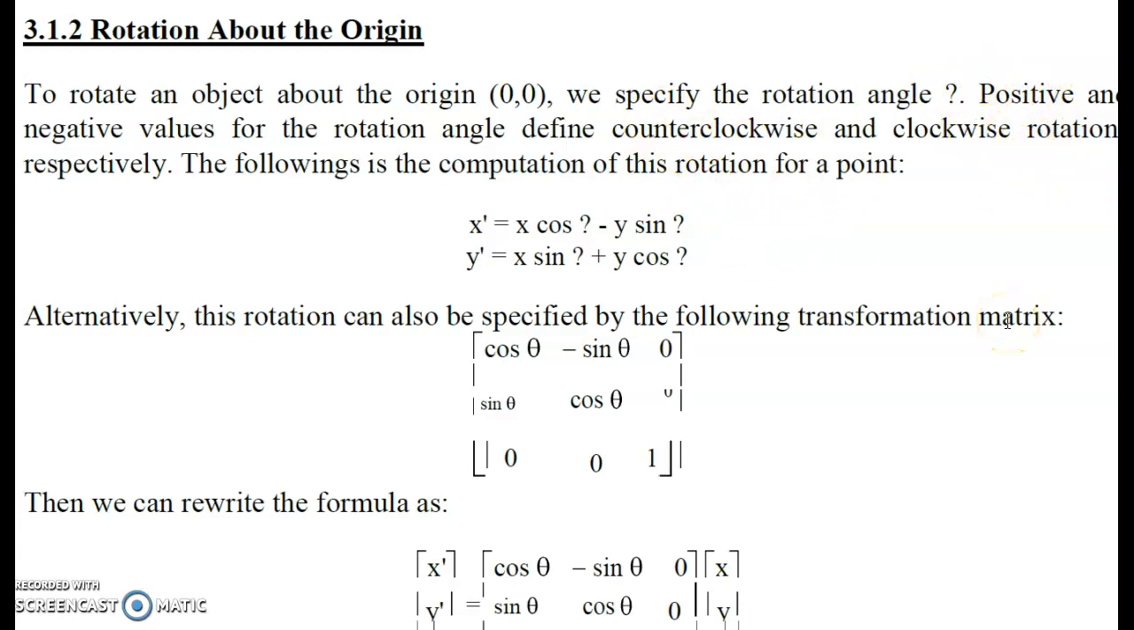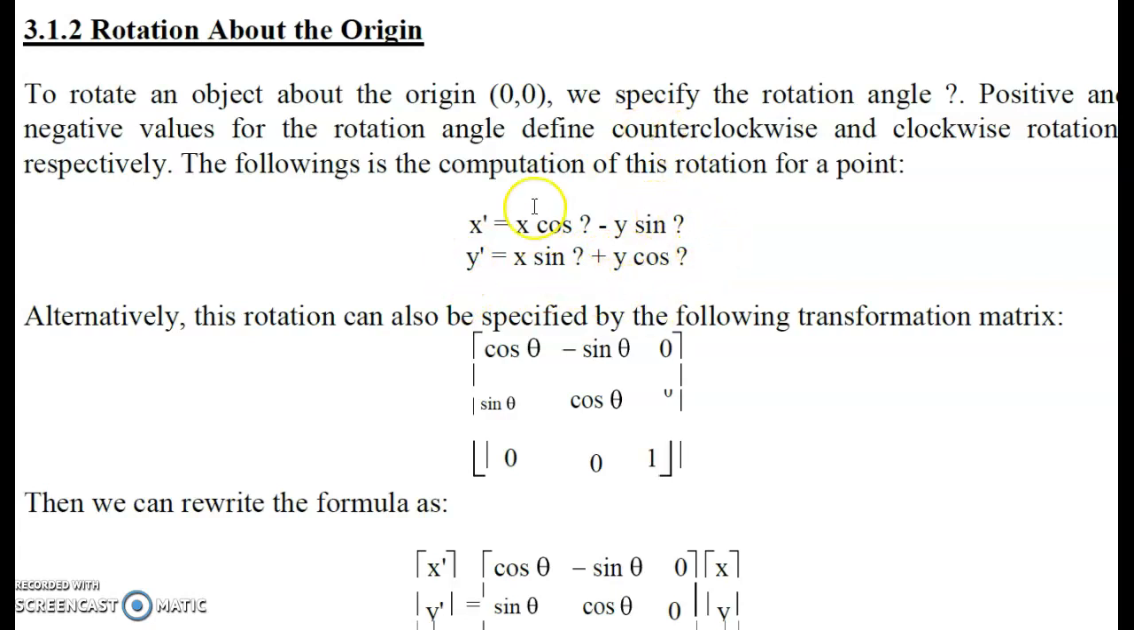When it is in the anti-clockwise direction, we will take positive values. Please remember, when we take anti-clockwise direction, we will take positive values. When we take clockwise direction, we will take negative values respectively. So the new coordinates are x' = x cos theta minus y sin theta, and y' = x sin theta plus y cos theta.